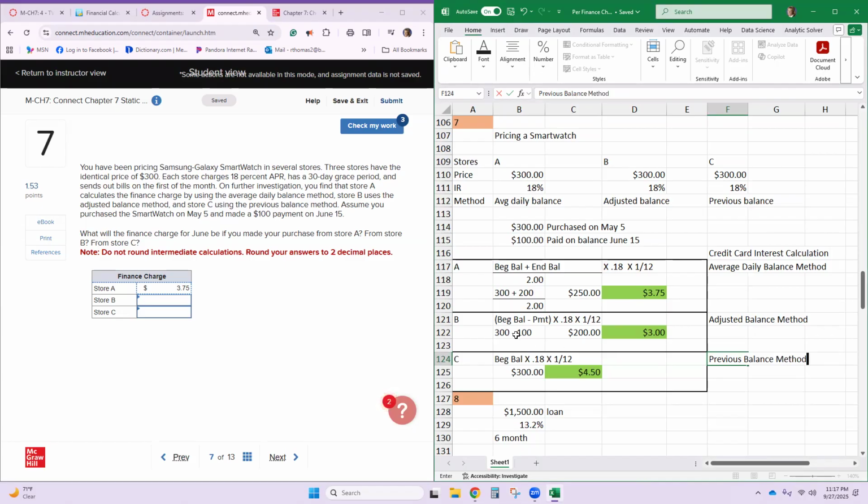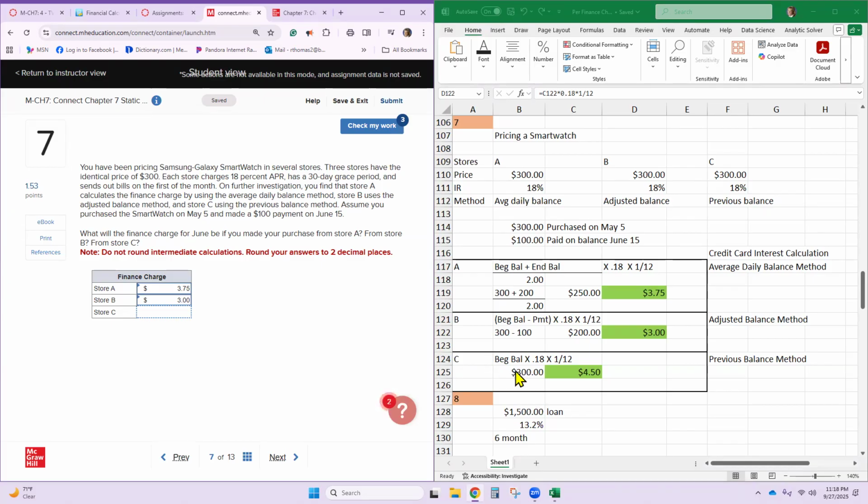So this one takes your beginning balance, subtracts any payment, times 0.18 times 1/12. So 200 times 0.18 times 1/12. Remember, 1/12 is because it's just for 1 month. So $300 is the finance charge for carrying a balance on the card. There's still a balance.